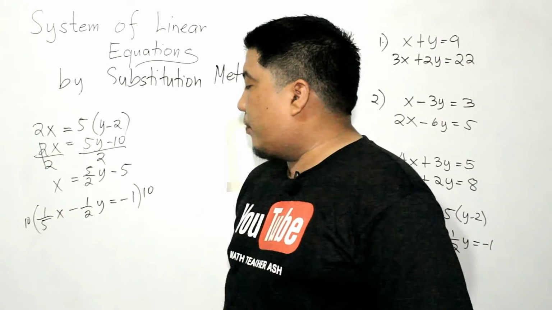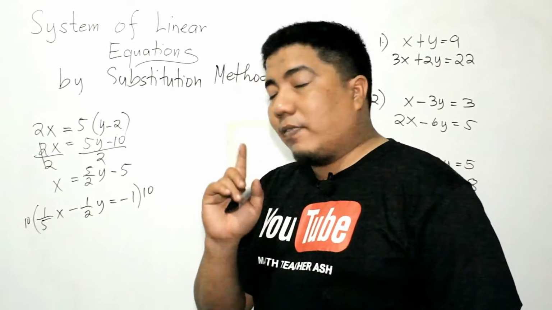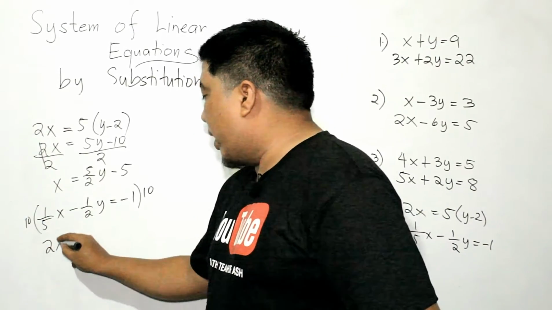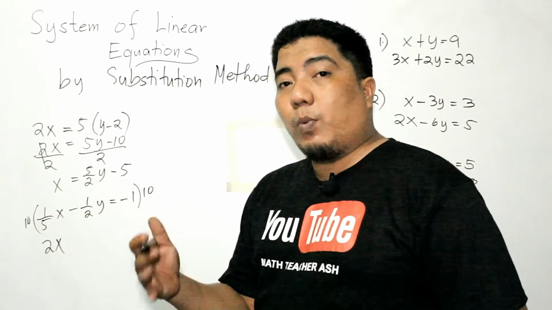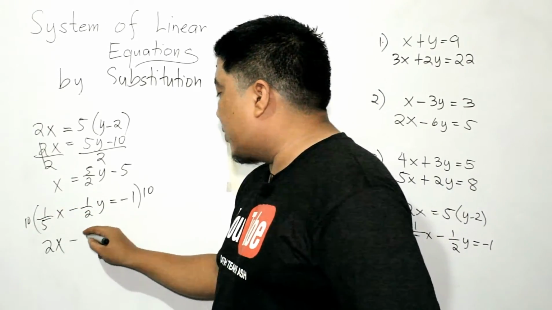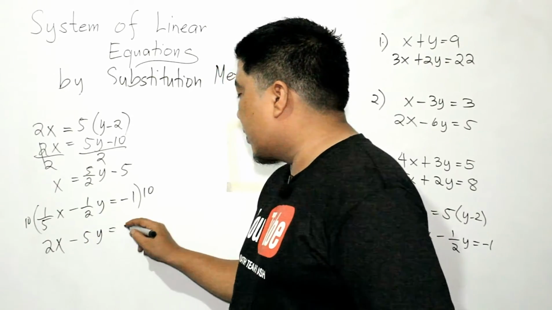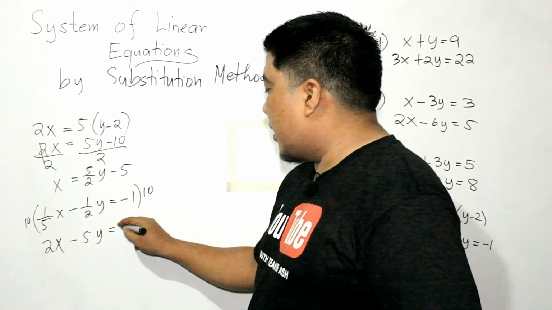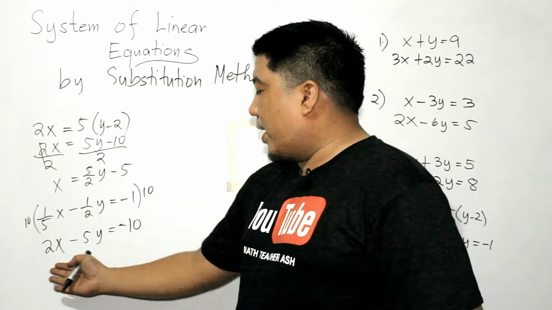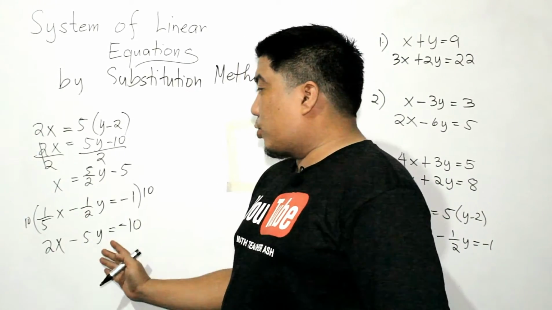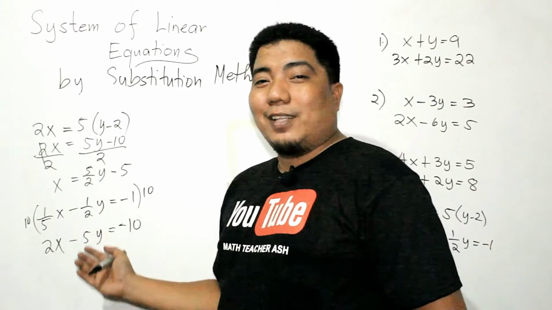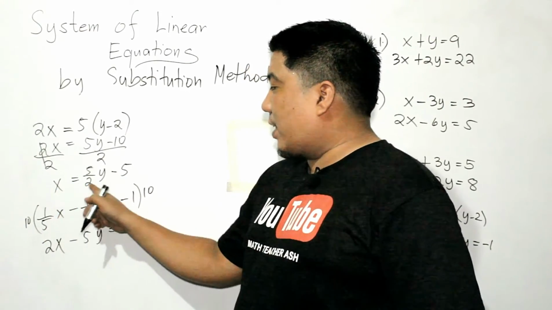So, 10 times 1/5. So, 10 times 1 is 10 divided by 5. That is 2x. 10 times 1/2. So, what is the 1/2 of 10? That is 5. So, minus 5y. And negative 1 times 10, that is negative 10. So, now I have my second equation like this. And this is way cooler to solve than this one, right? So, now I have the value of x like this.